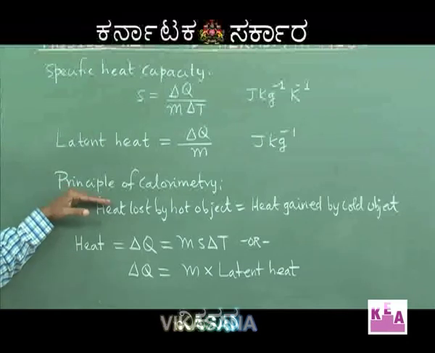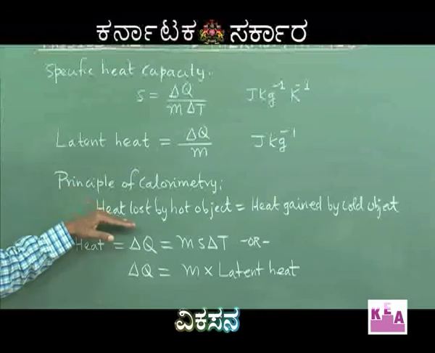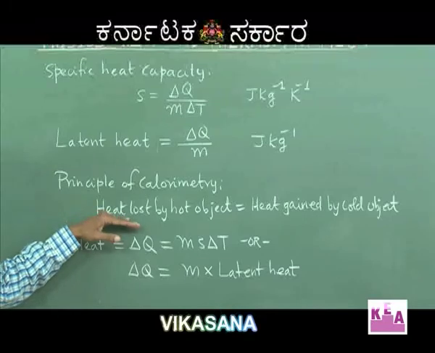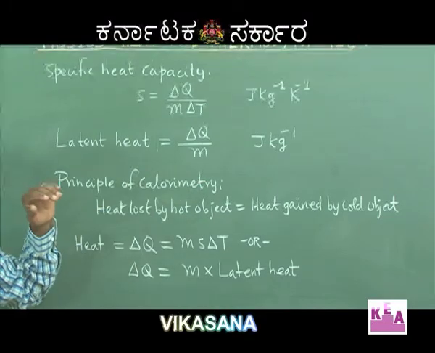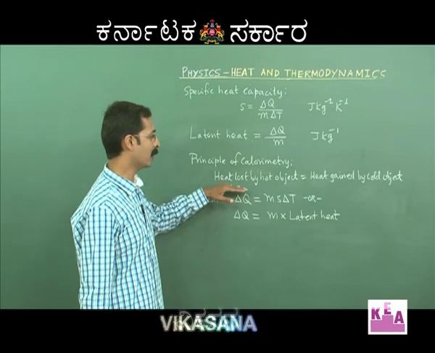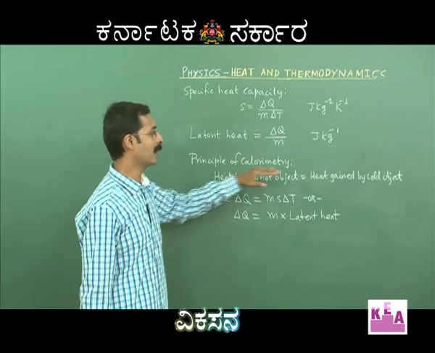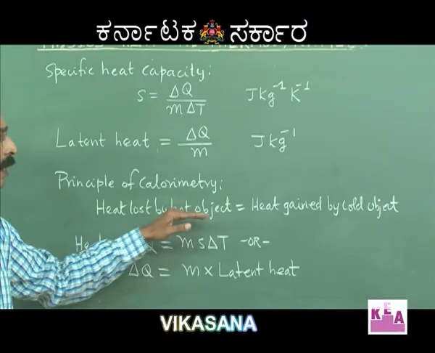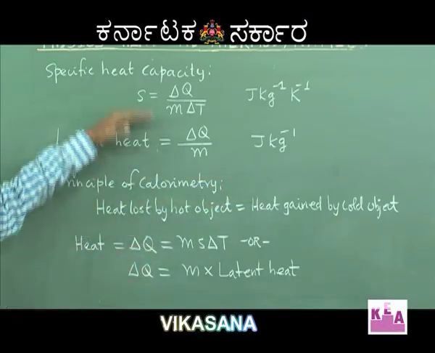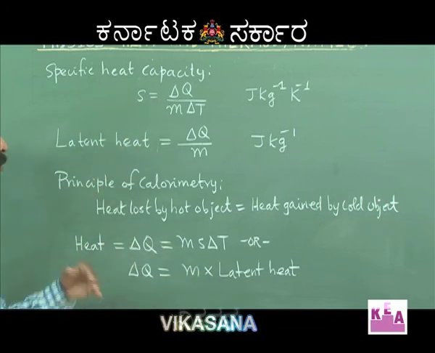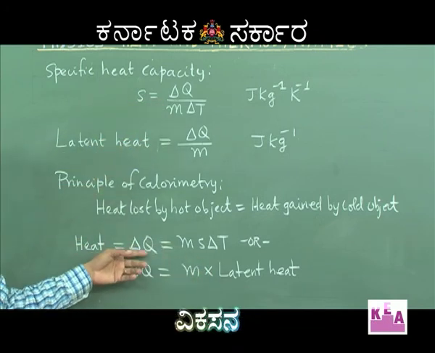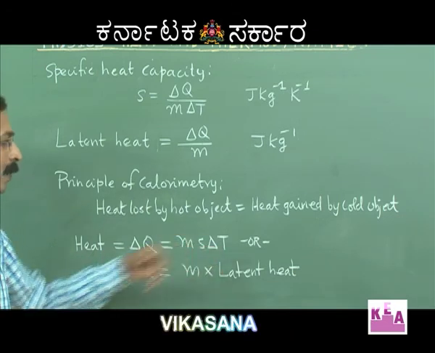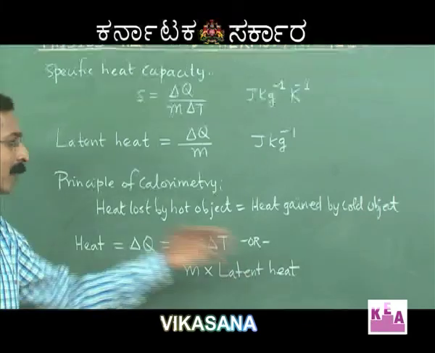Now, I will come to the principle of calorimetry. When we keep a hot object and a cold object in thermal contact, the hot object loses heat, whereas the cold object gains heat. The principle of calorimetry states that the heat lost by the hot object is exactly equal to the heat gained by the cold object. In calculating the heat lost and heat gained, these formulae may be very useful: delta Q is equal to m s delta T, mass into specific heat into change in temperature, or delta Q is equal to mass into latent heat.